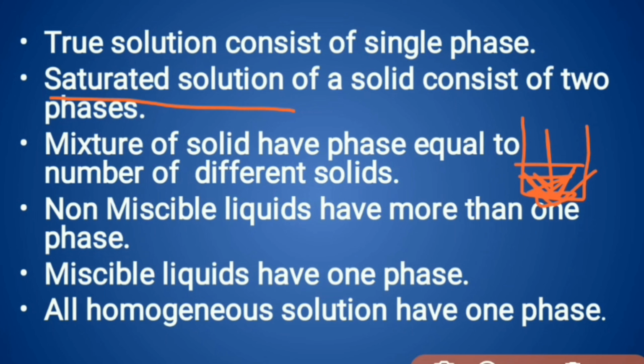Then, non-miscible liquids have more than one phase, because they are not going to mix with each other properly and will not form true solutions. Miscible liquids have one phase because they mix with each other and make one phase. Then homogeneous solutions will have one phase, and that is why they are homogeneous solutions.